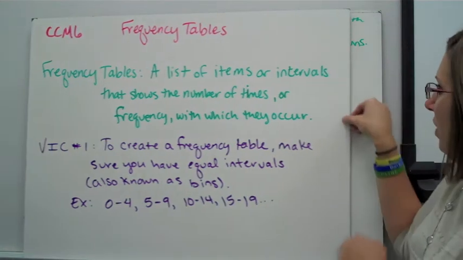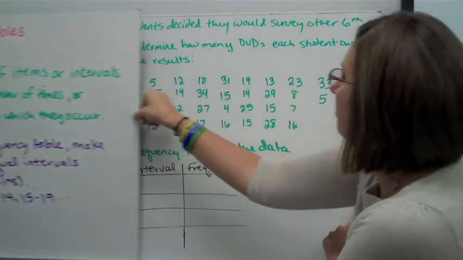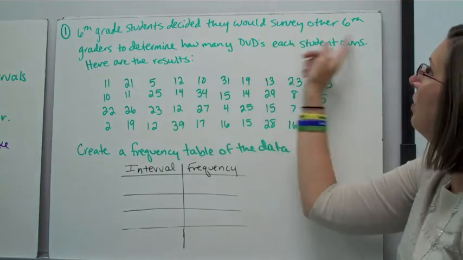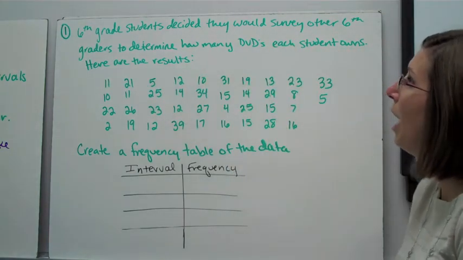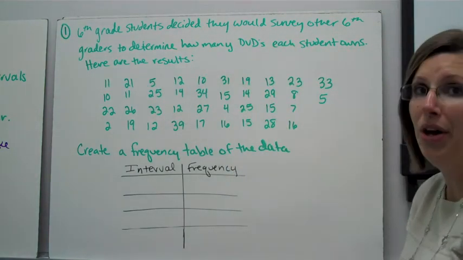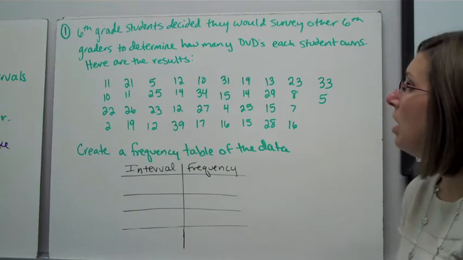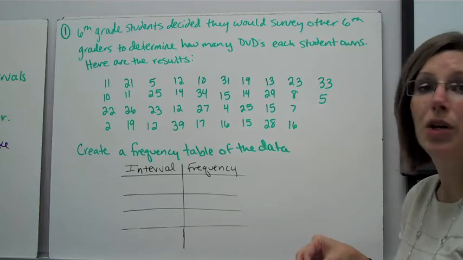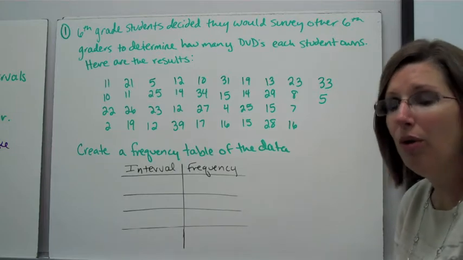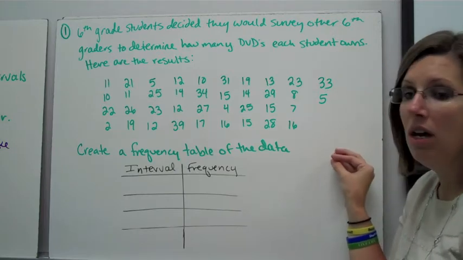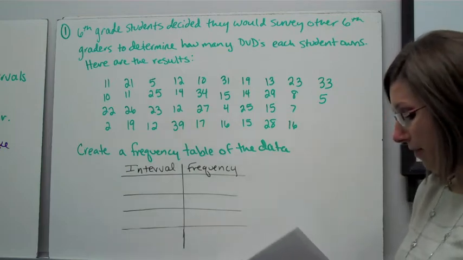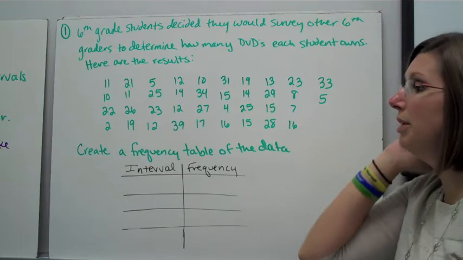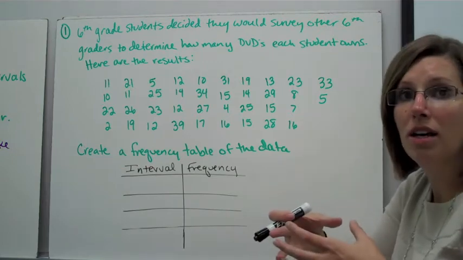All right, so moving on, let's try some examples. Number 1, 6th grade students decided they would survey other 6th graders to determine how many DVDs each student owns, and here are the results. So you see all of these pieces of data here. We're just going to create a frequency table for this data. So I need to first come up with intervals. Again, they're going to be chunks of numbers.